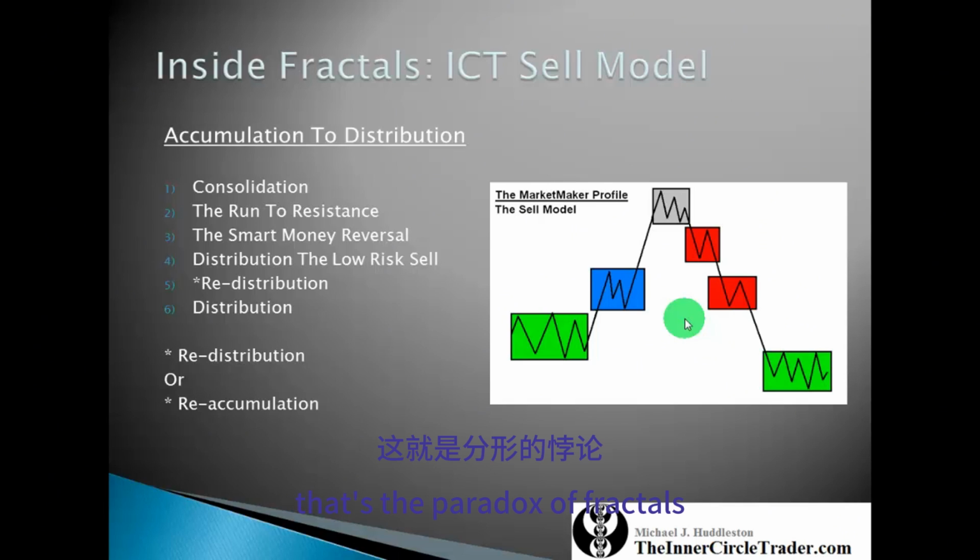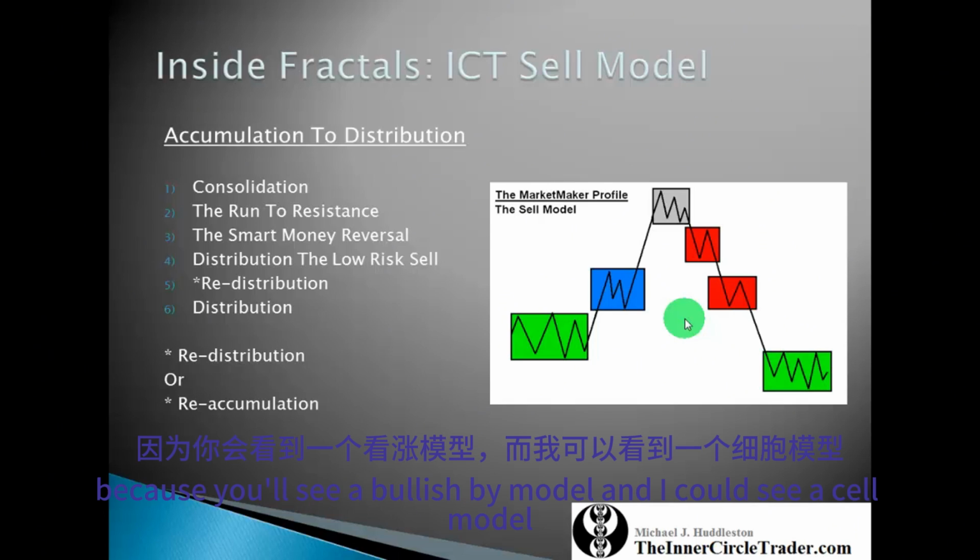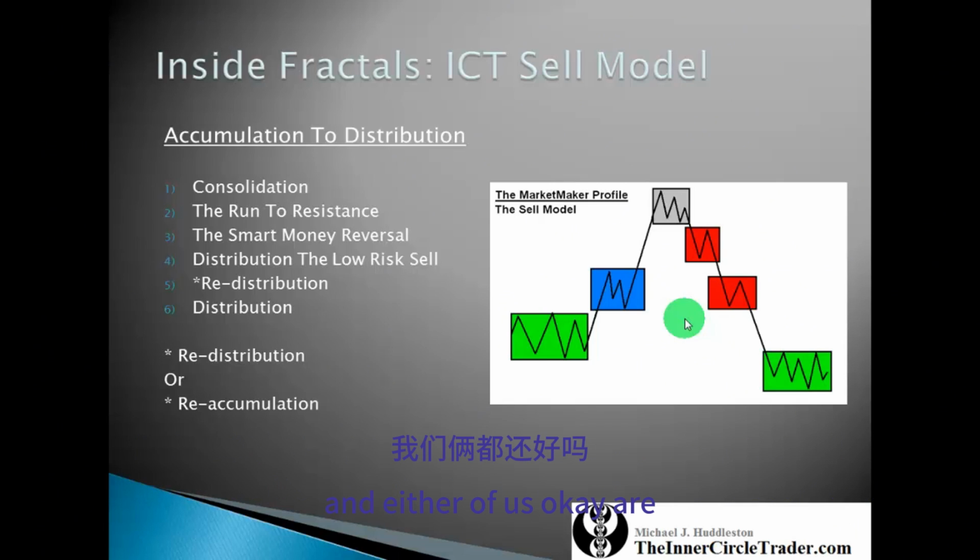That's the paradox of fractals, because you'll see a bullish buy model, and I could see a sell model, and either of us is liable to make a profit. But yet, if we were to contrast one another's analysis in the beginning, we could scare one another out of the trade if we listened to the other person. You follow what I'm saying?